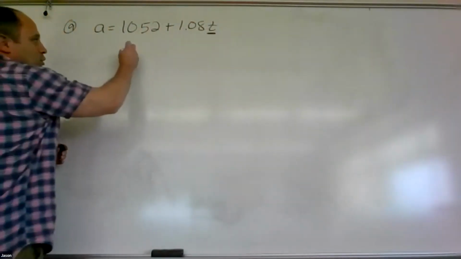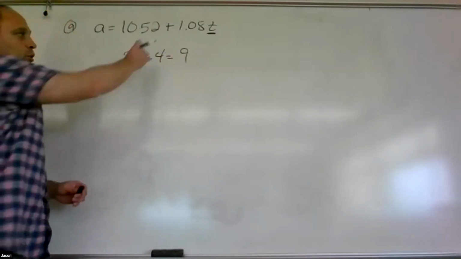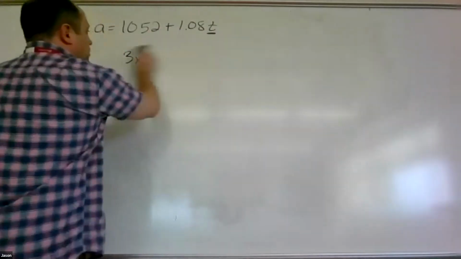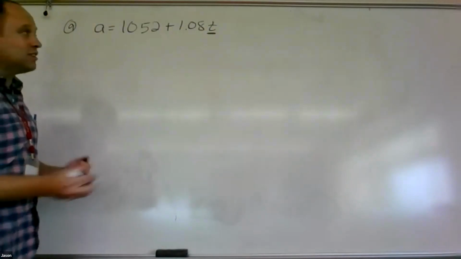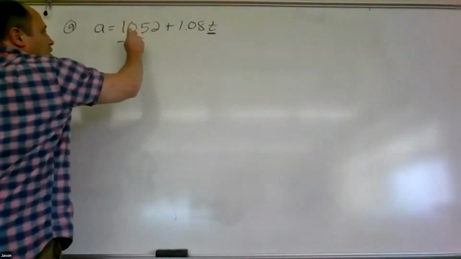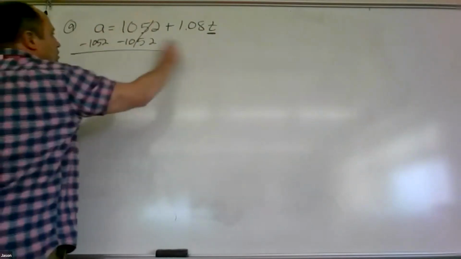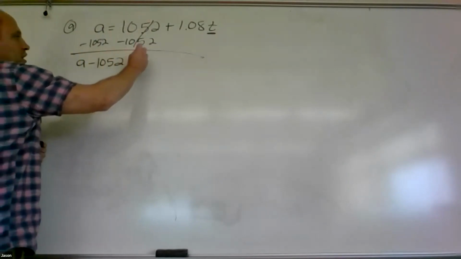Look, if I gave you 3x plus 4 equals 9, you would all know what to do. You would minus 4, and then you would divide by 3, right? Well, it's the same steps here. It's just that there's letters here, so we can't combine stuff. So for instance, to solve for t, I've got to get rid of this first. So I would subtract 1052. These will cancel. I get a minus 1052. You can't combine those, right?